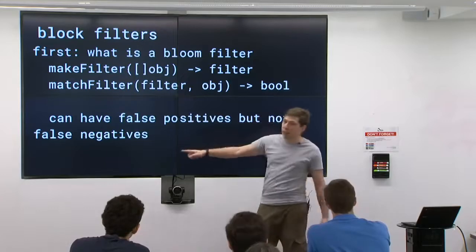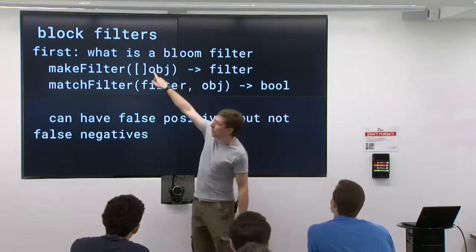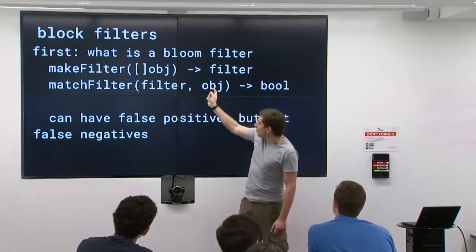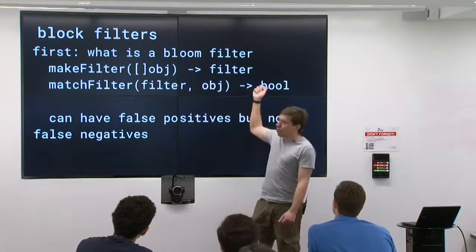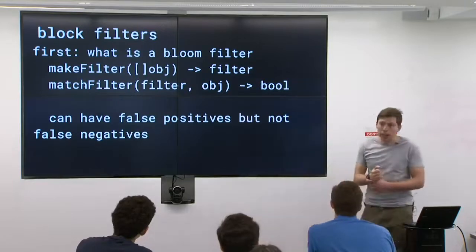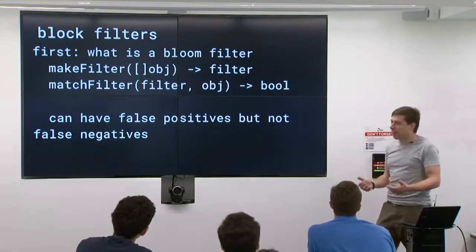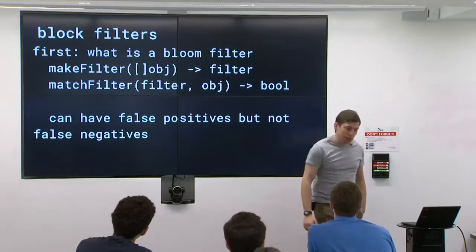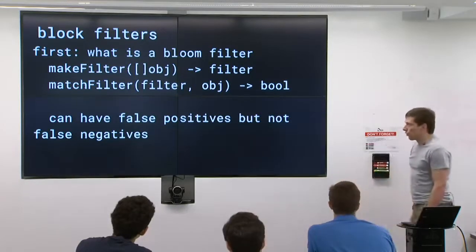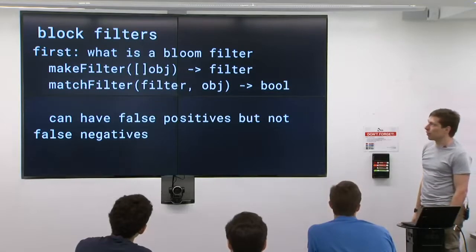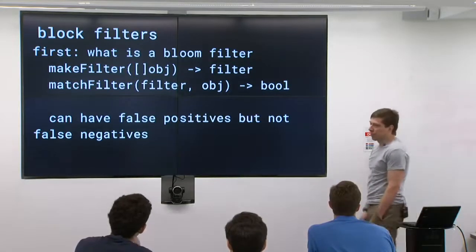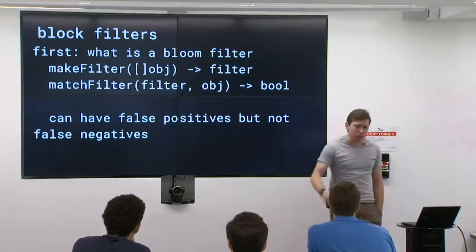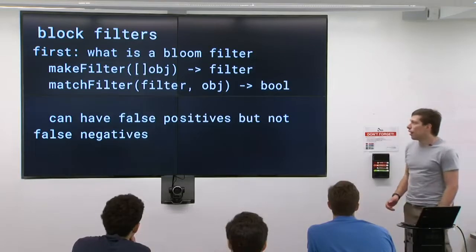However, there are no false negatives. So if you did put, say, address A into this filter, and then matched this filter against address A, it would always return true. There's no way you can put something into the filter and then it doesn't show up when you try to match against it. So this is useful for lots of things. Bloom filters are definitely not restricted to cryptocurrencies or Bitcoin. They're used all the time in various databases, things like that.